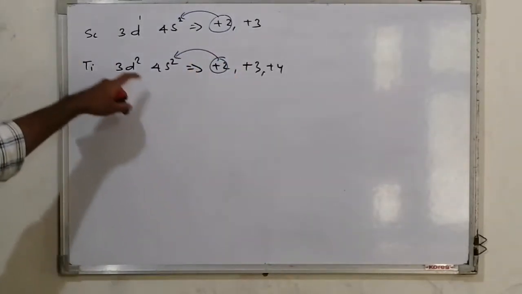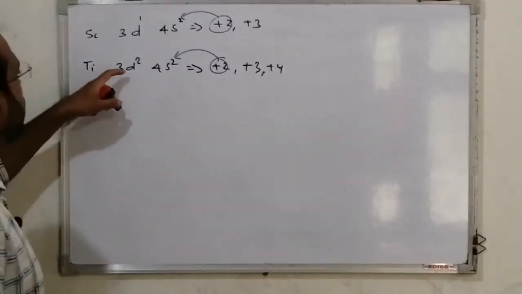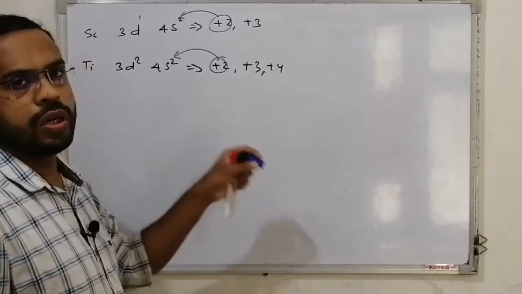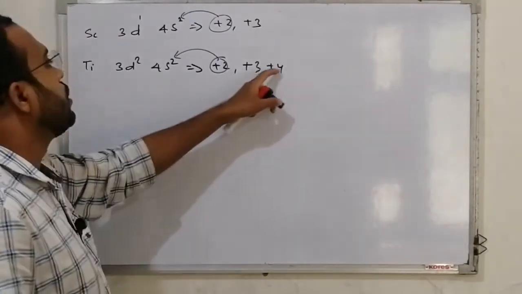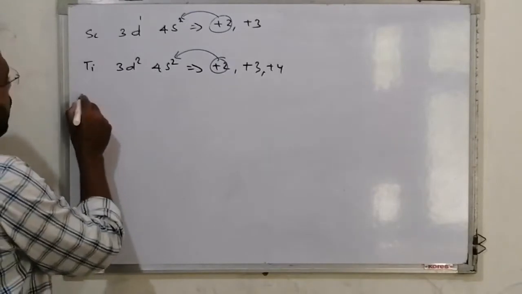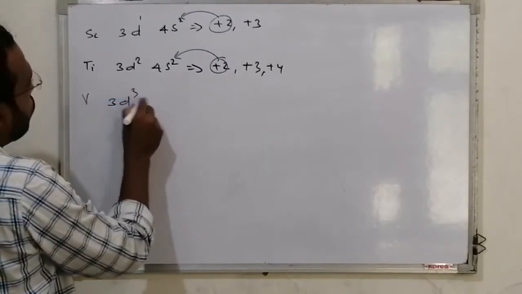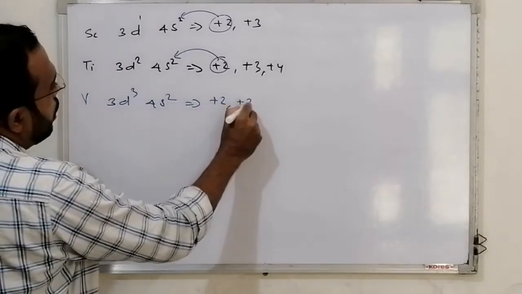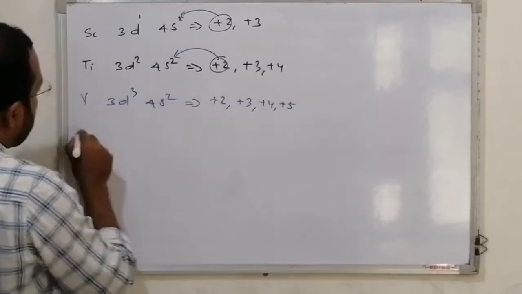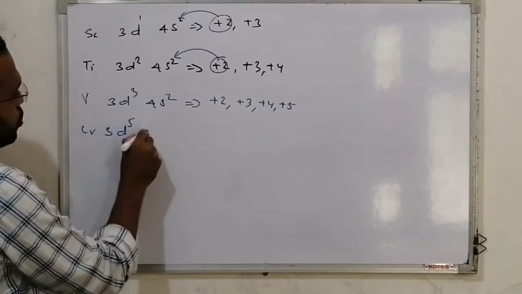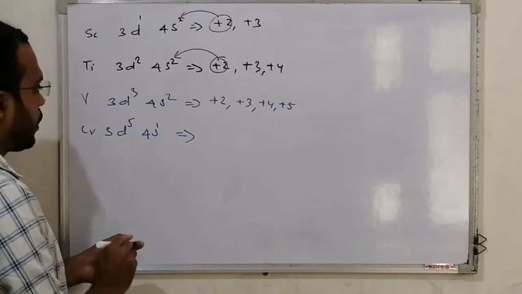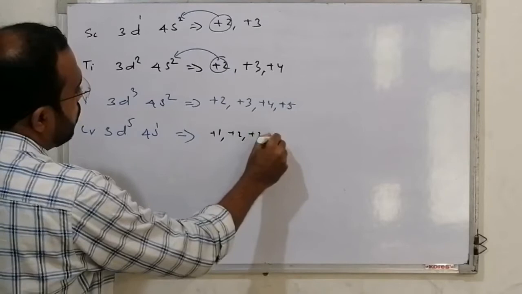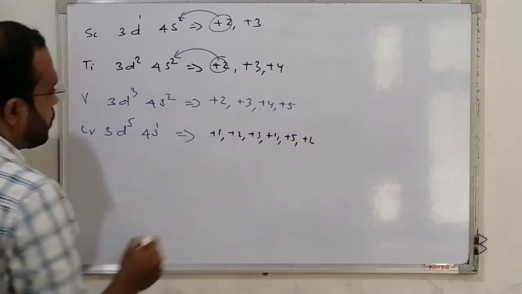Not only the 4s electrons, d electrons also give. When one d electron is given, it becomes +3. When the second d electron is also given, it becomes +4. Then vanadium, that is 3d3 4s2, shows +2, +3, +4, +5. Chromium is 3d5 4s1. Please remember 3d5 4s1. Therefore, chromium shows +1, +2, +3, +4, +5, +6.